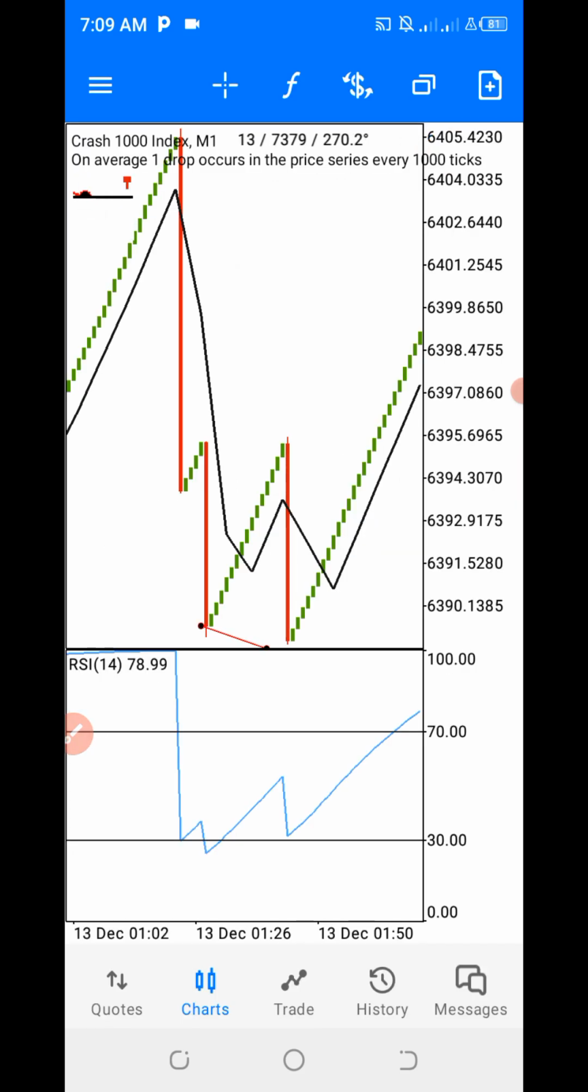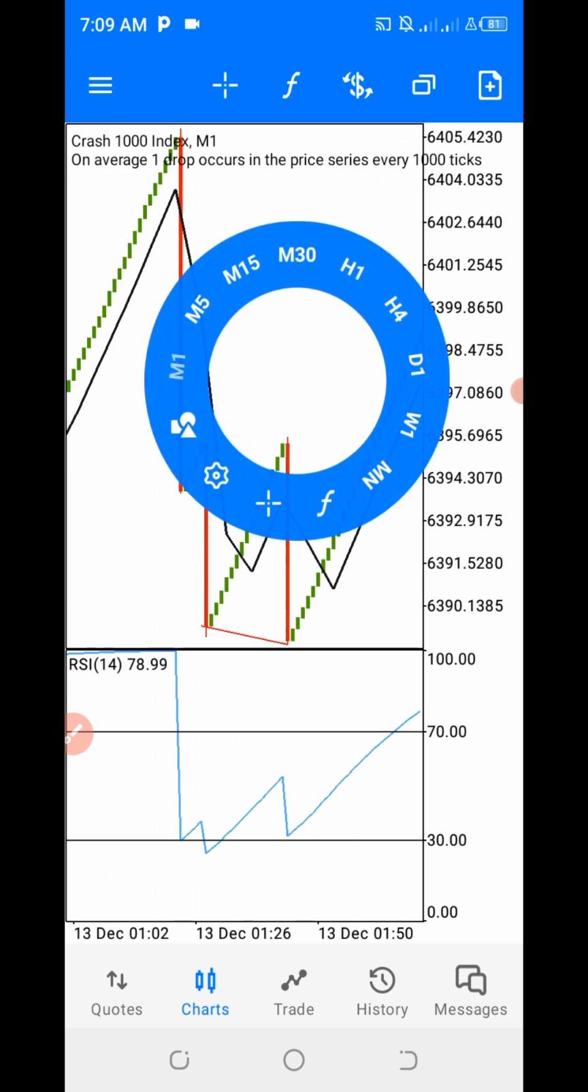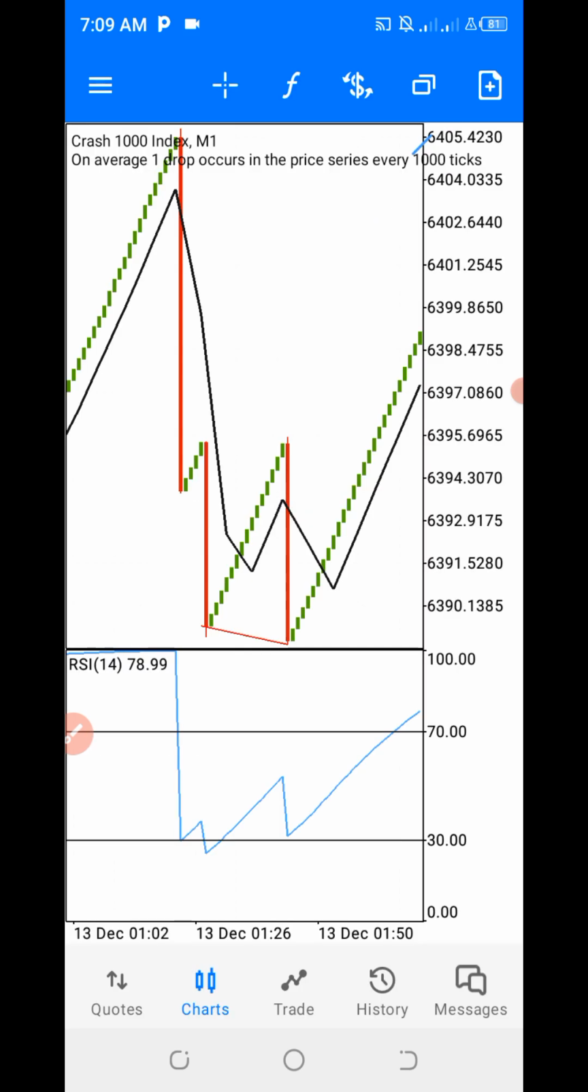Look at this, this is what we have there. See what we have, we have this divergence. I do see the divergence there.